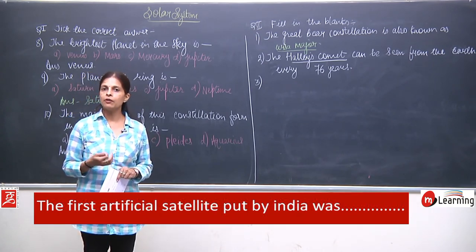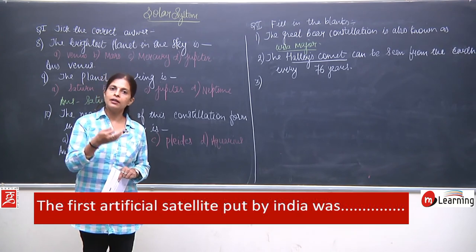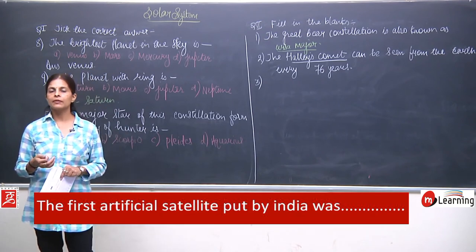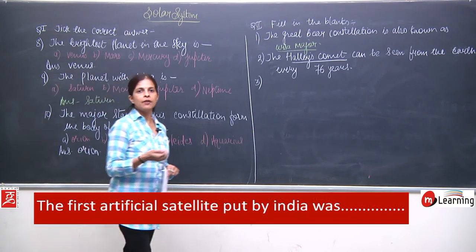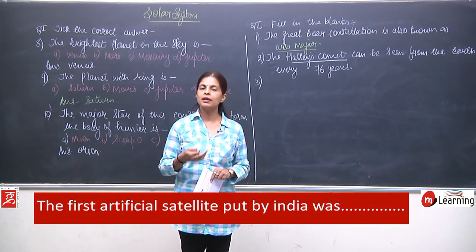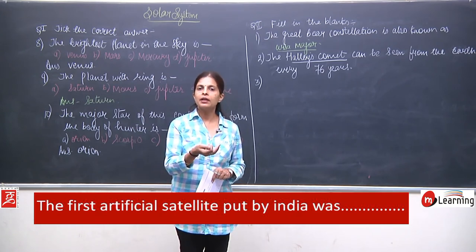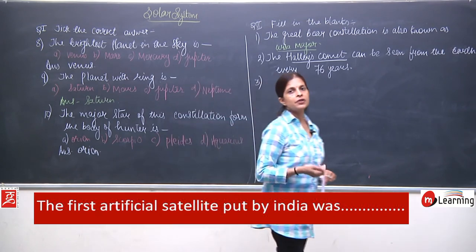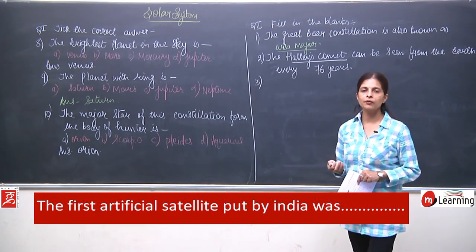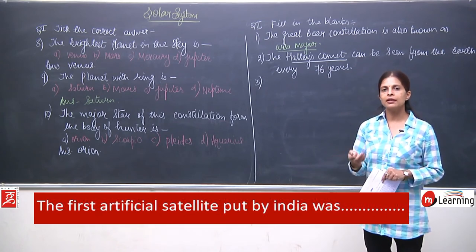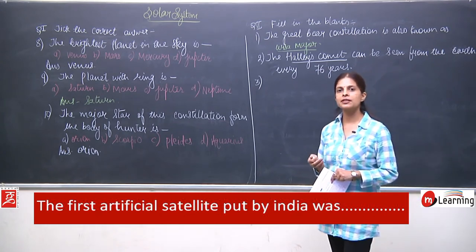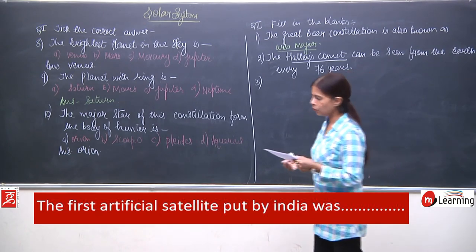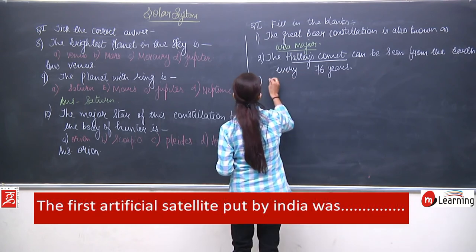So what is the work of an artificial satellite? Different artificial satellites help us in different ways. Some are responsible for giving us information about the weather. Some are responsible for remote sensing and likewise. So artificial satellites are very, very important for us. And the first artificial satellite sent by India is Aryabhatta. So this one is the third one.